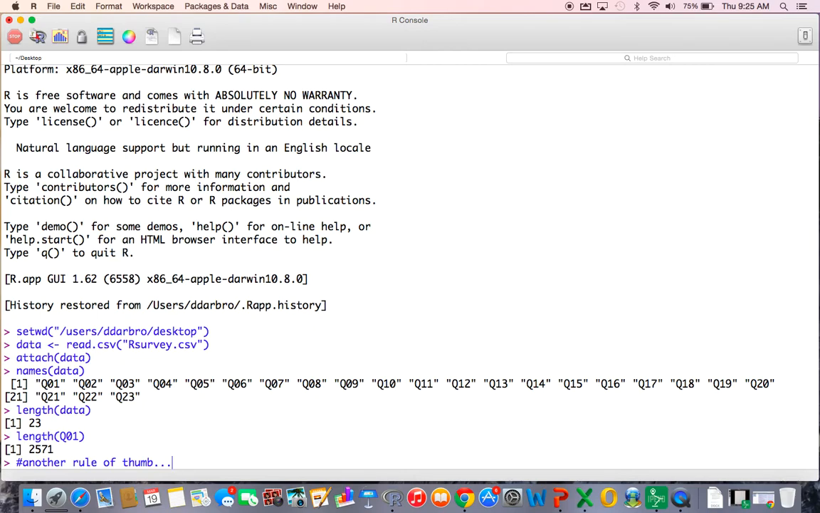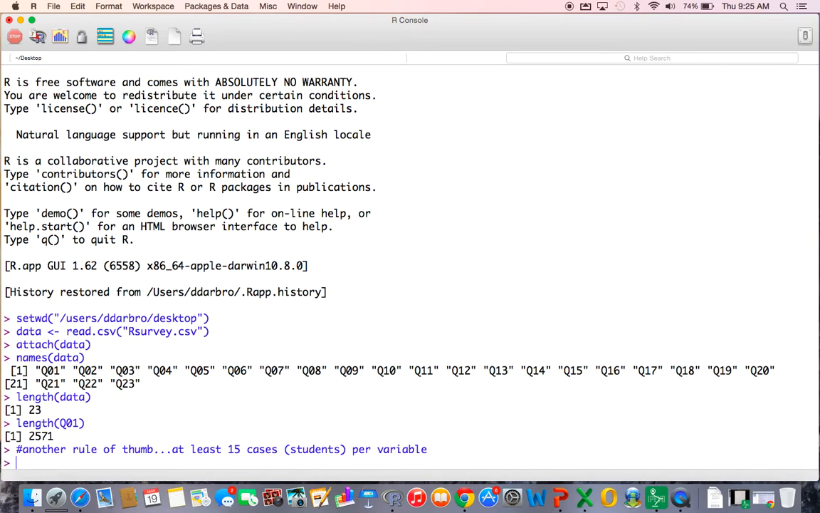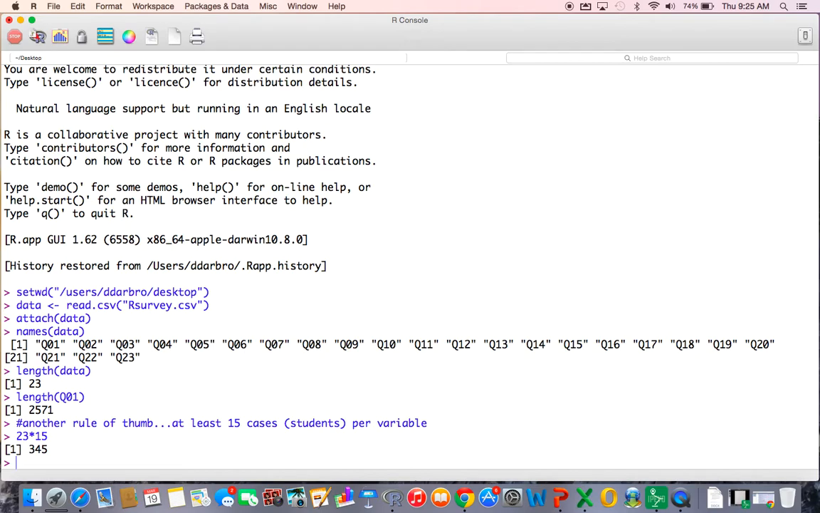Anyway, another rule of thumb is that you have at least 15 cases, in this case our students, per variable. So, guys, if you think about it, we have 23 variables, and I would like at least 15 cases per variable. So that says that I need at least 345 cases, and I have 2,571, so life is good on the sample size front.